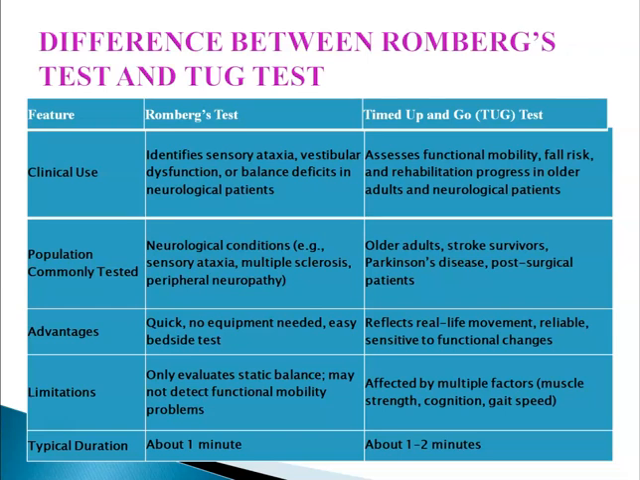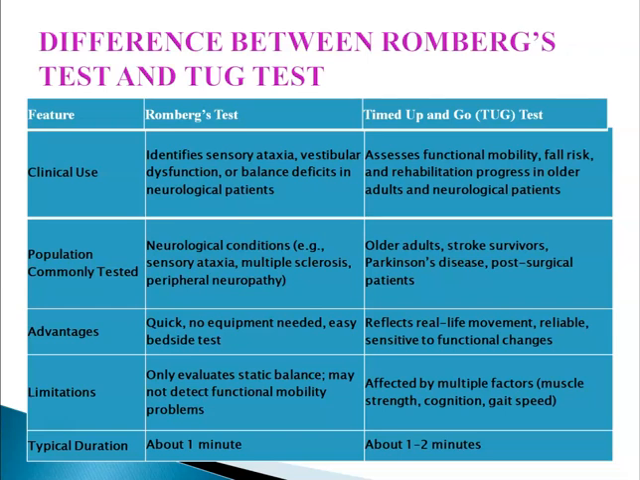Clinical use. In Romberg's test, it identifies the sensory ataxia, vestibular dysfunction, or balance deficits in neurological patients. In TUG test, it assesses the functional mobility, fall risk, and rehabilitation progress in geriatrics and older adults. The patients commonly tested, that is the population: in Romberg's, the neurological conditions, for example sensory ataxia, multiple sclerosis, peripheral neuropathy patients. Whereas in TUG test, it is the older adults, stroke survivors, Parkinson's disease, and post-surgical patients.